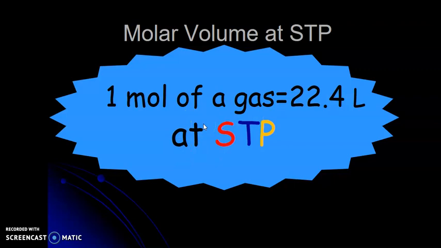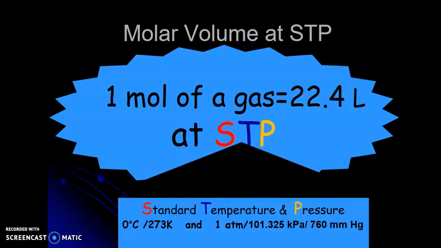What does STP stand for? All right, if you say standard temperature and pressure, you're right. Standard temperature is 0 degrees Celsius, which is 273 Kelvin. Standard pressure is 1 atmosphere, which is also 101.325 kilopascal or 760 millimeter of mercury. These are the standard temperature and pressure. We'll talk more about this when we get to gas laws.